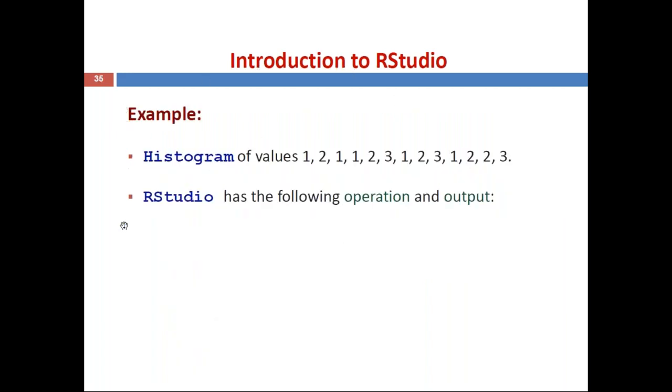Example, we will see if you want to create a histogram of values using RStudio. So the values 1, 2, 1, 1, 2, 3, 1, 2, 3, 1, 2, 2, 3. For these values, if you want to create a histogram, RStudio has the following operation and output. How will this be executed in RStudio?